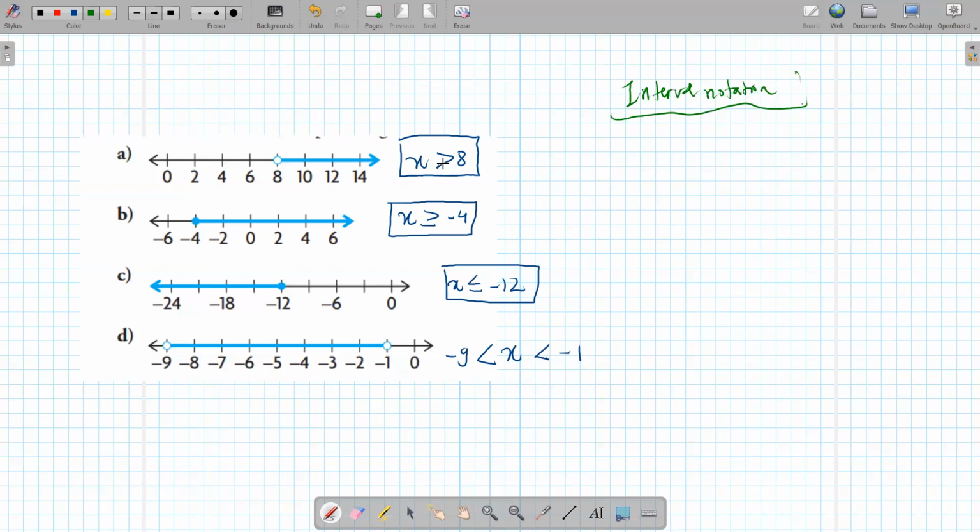It looks like this. So we're going right from 8. 8 is not inclusive, so x can be anything from 8 to infinity. For the second one, it's going to be anything from -4 to infinity, but it's inclusive. That's why there's a square bracket there, right? What do you think the answer is for C?